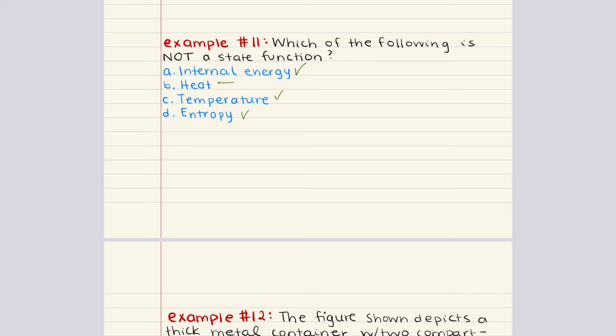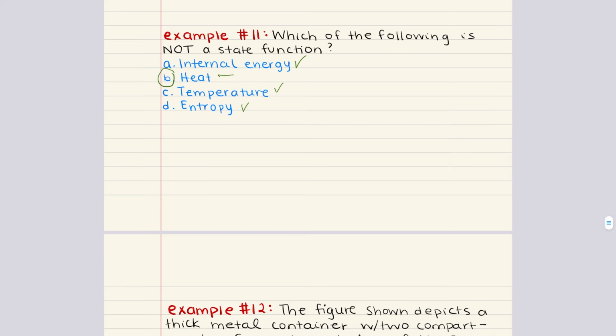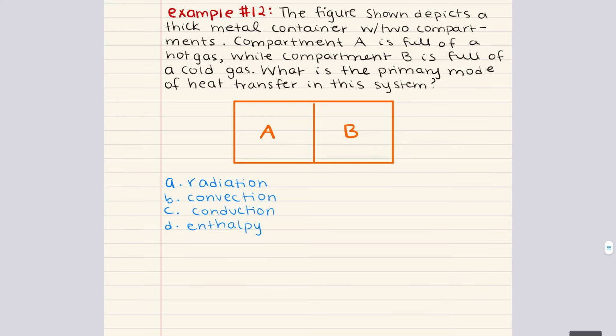And so here for this problem, which of the following is not a state function? That's going to be answer choice B. Heat is not a state function, it is a path function. Moving on to problem 12.